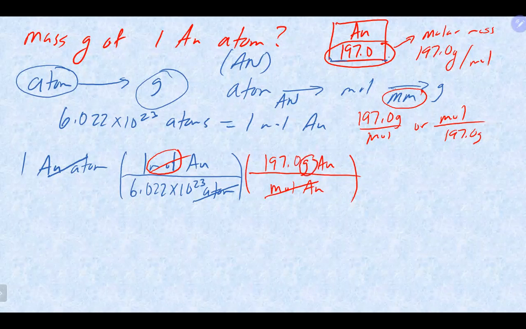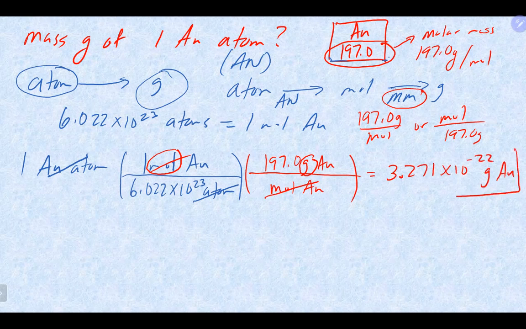We're going to multiply everything across the top, which basically is 197. We're going to come back and divide by Avogadro's number using our exponent button. And we do end up with 3.271 times 10 to the minus 22 grams of gold, which is a pretty small number for one single gold atom. Any questions on that calculation?